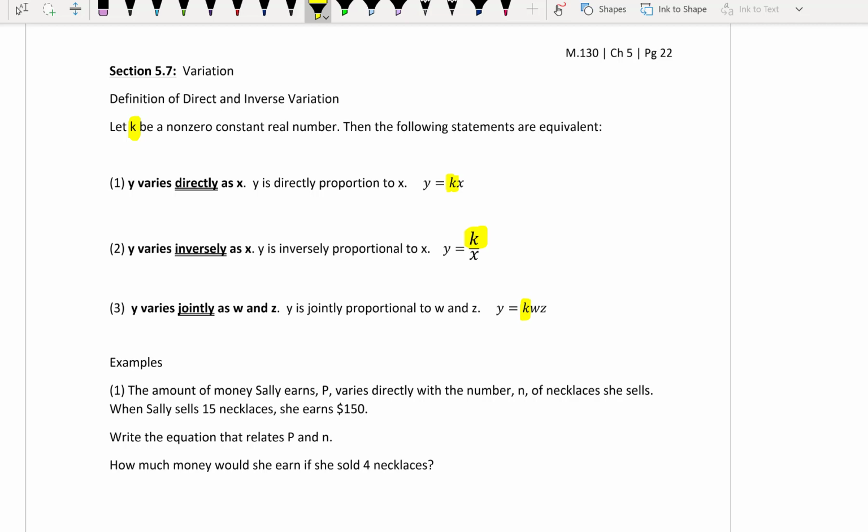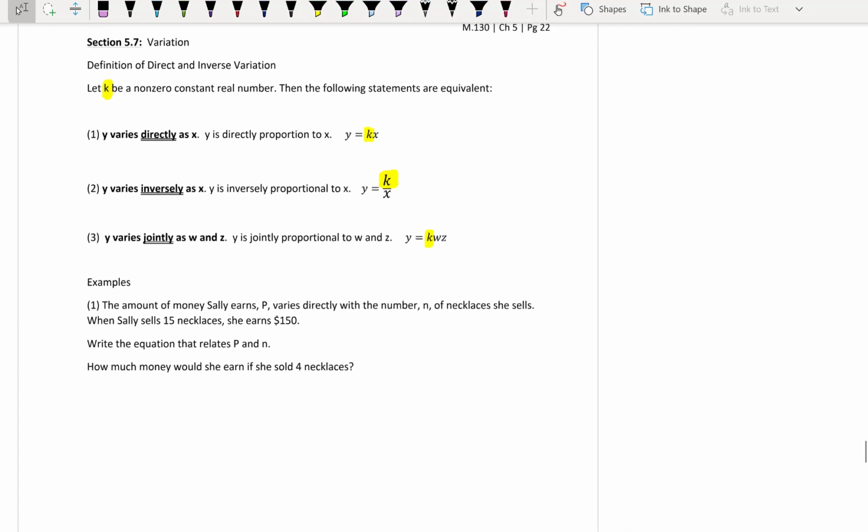So let's take a closer look at number 1. It says the amount of money Sally earns, P, varies directly with the number n of necklaces she sells. When Sally sells 15 necklaces, she earns $150. Write the equation that relates P and N. How much money would she earn if she sold 4 necklaces? So this is a lot of information.